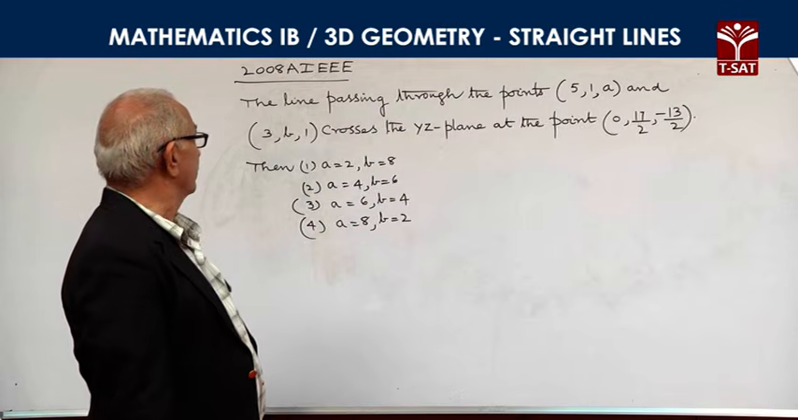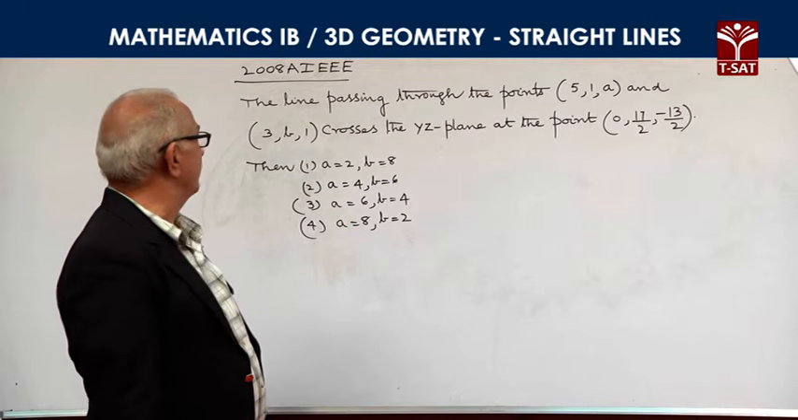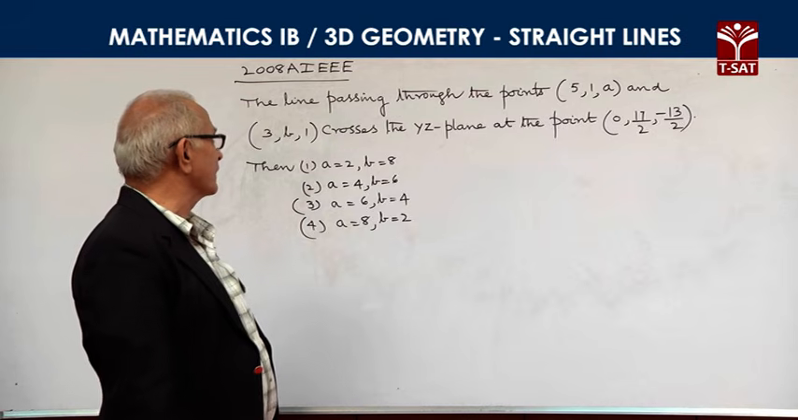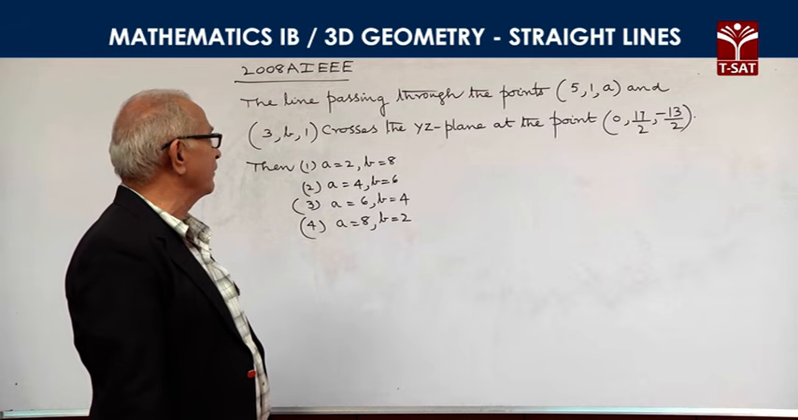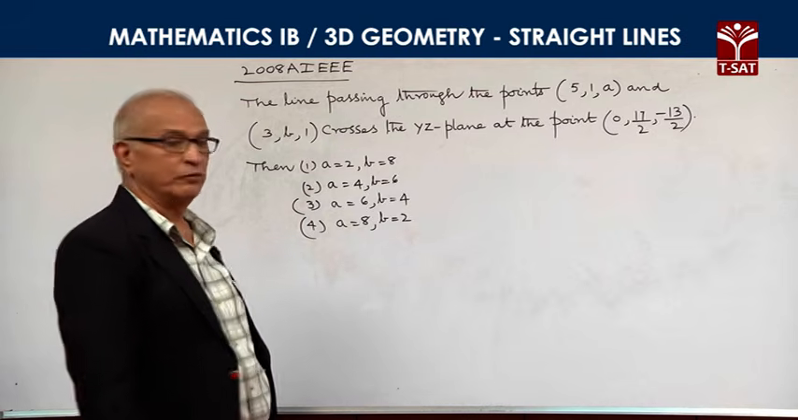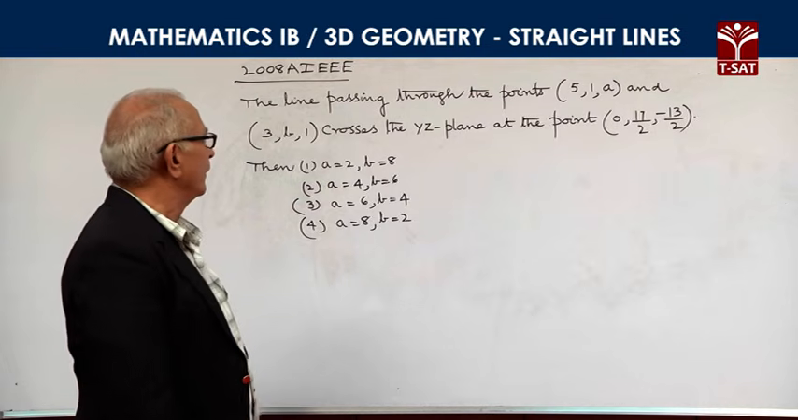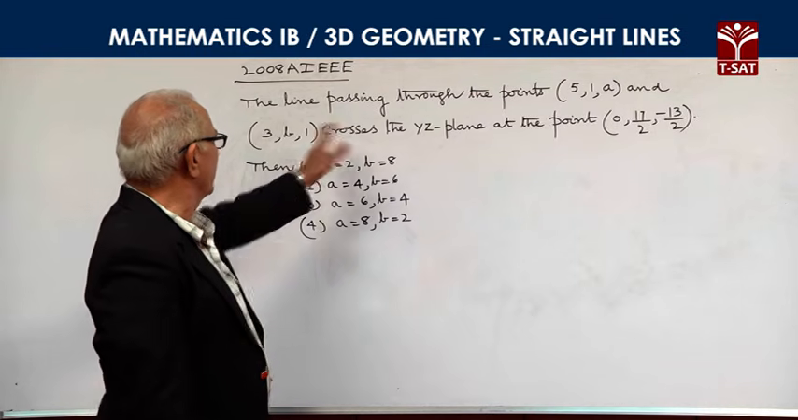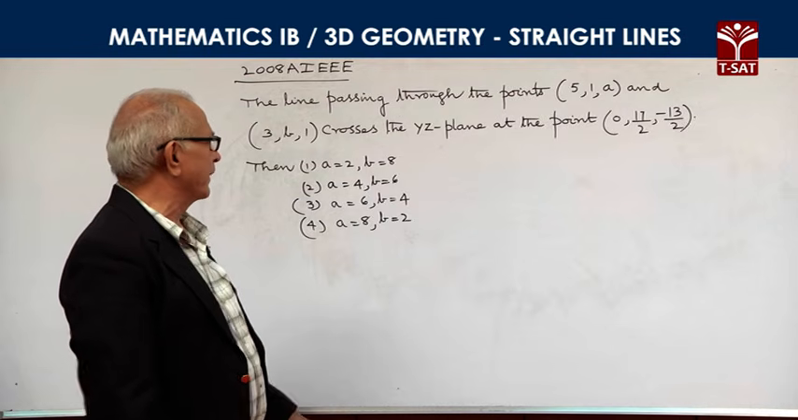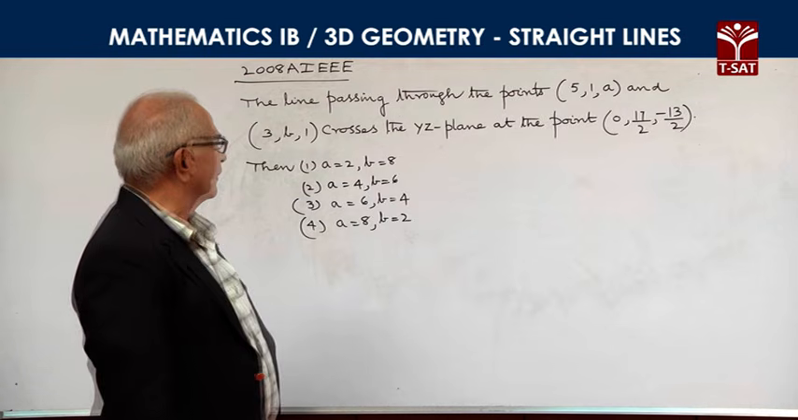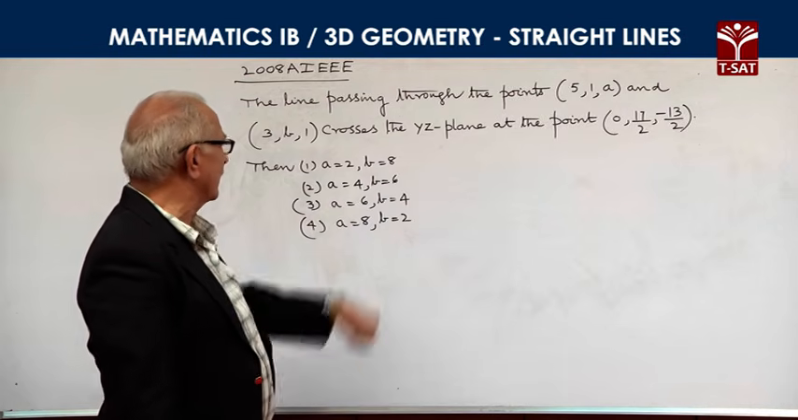Well, another question: a line passing through the points 5, 1, a and 3, b, 1 crosses the YZ plane at the point 0, 17 by 2, minus 13 by 2. What are the values of a and b? The line joining these 2 points meets the YZ plane. Now what is the equation of the line?